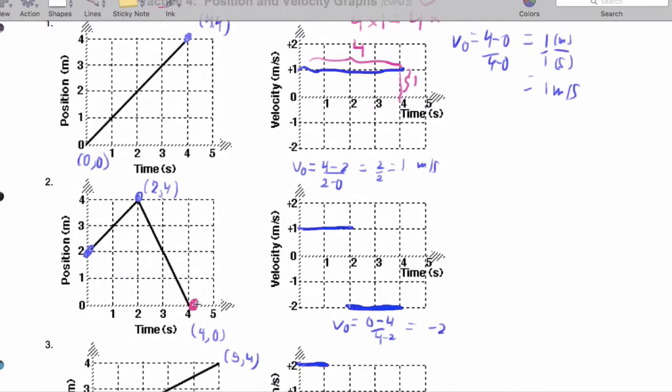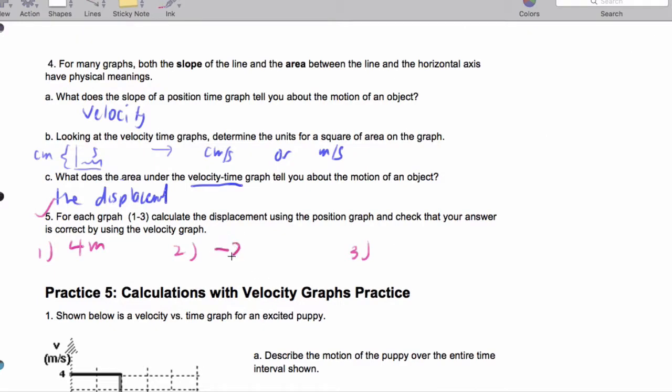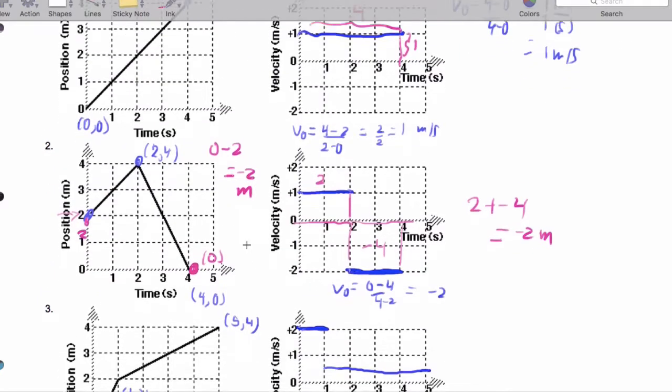So I end up at 0, having started from 2 vertically. I read the vertical coordinates. So I'm going to end up getting 0 minus 2, which is negative 2 meters. And let's use area now. So this area here is 2 times 1, which is 2. This area here is negative 2 times 2, which is negative 4. So 2 plus negative 4 also gives me negative 2 meters. Perfect.